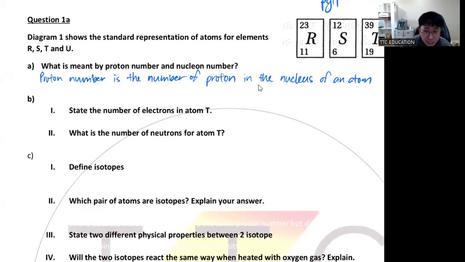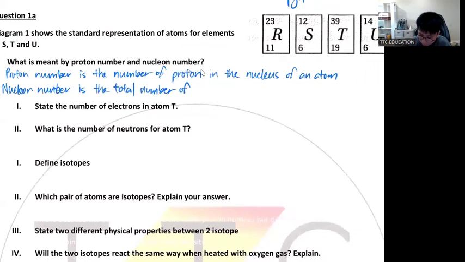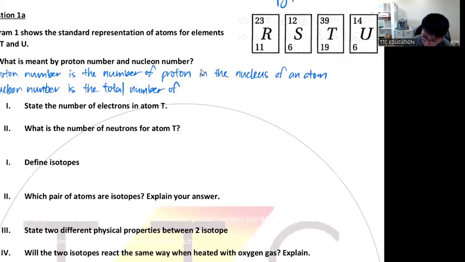Then what is nucleon number? Using the same format, means in the same sentence, you also must end with in the nucleus of an atom. But nucleon number is two numbers. Total number of what? Total number of proton and neutron. Okay, so we can say nucleon number is the total number of proton and neutron. If you stop here, no mark. So you continue, in the nucleus of an atom.